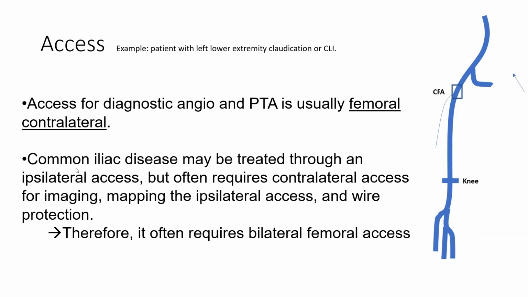Only common iliac disease may be treated, for example, if you have an ostial common iliac stenosis, this one may be treated through an ipsilateral access, but it still often requires contralateral access. And you may start with a contralateral access for imaging, for mapping the ipsilateral access, and for wire protection during intervention, and for maneuvers during ipsilateral intervention. So the starting point is usually contralateral access.